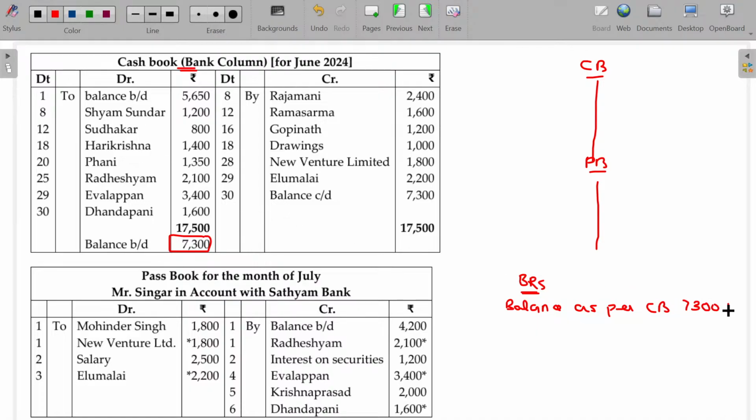So the value being a debit balance. So what you have to do? Add the credit balance, subtract the debit balance, you get the balance as per passbook. As we start with debit, it ends with a credit balance.